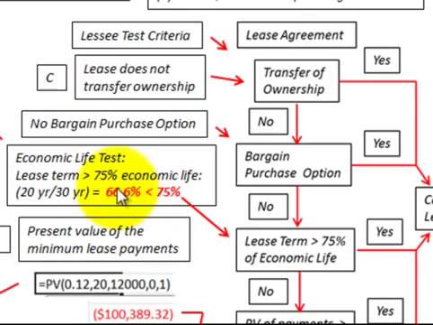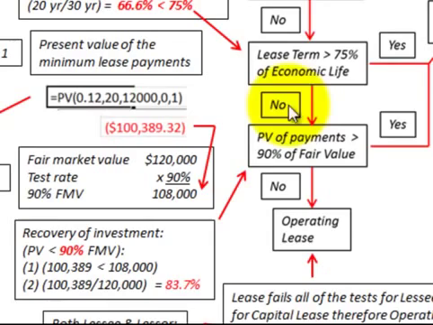It had to be that the lease term would have to be greater than 75% of the economic life. So again, we failed this test here, so we would have to move on to our next test, and that's the present value of those minimum lease payments. Are they greater than or equal to 90% of the fair market value?